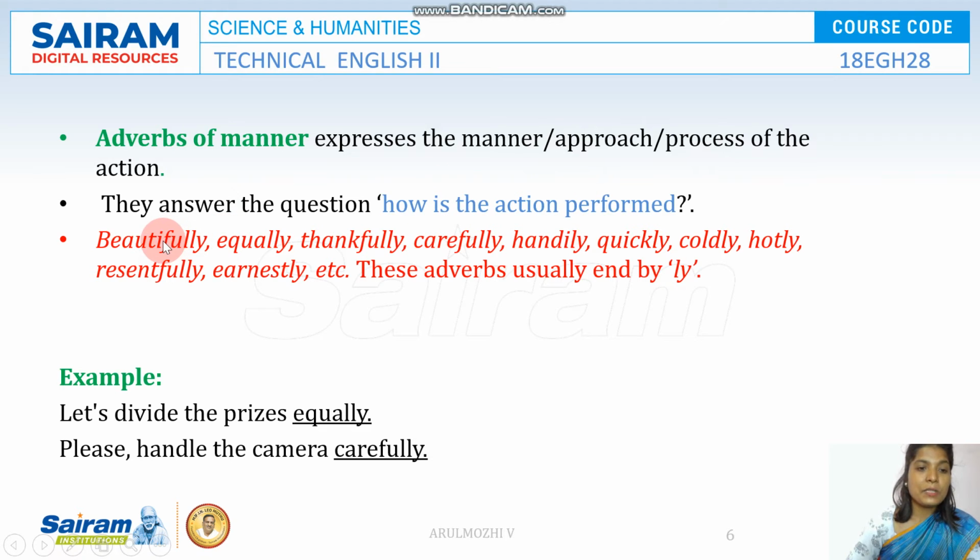Okay, some of the cue words for this are beautifully, equally, thankfully, gratefully, handily, quickly, slowly, hotly. Let's divide the phrases equally. Here, what is the verb? Divide is the verb. So how did the action take place? It took place equally. How the action is performed: equally.